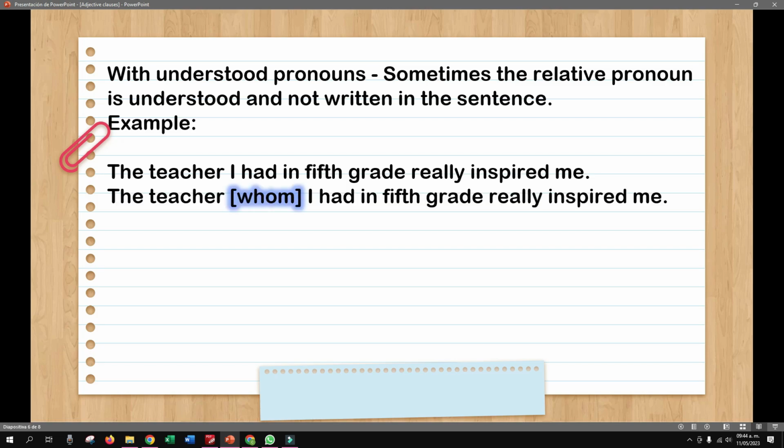Also, you can say the teacher I had in fifth grade really inspired me, right? You can use that or whom. That is for objects and people, right? And whom also, in that case you can say the teacher whom I had in fifth grade really inspired me. But you cannot omit the relative pronoun, right?